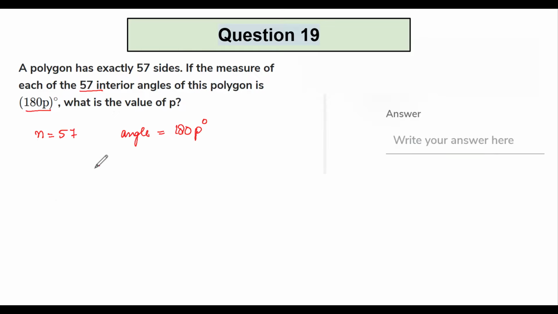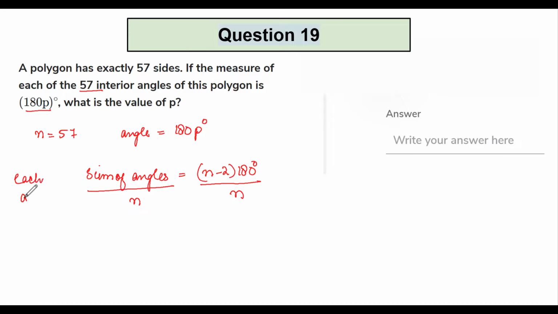Okay. What is the sum of the angles of a polygon? The sum of angles is (n minus 2) times 180 degrees, where n is your number of sides. And if it is a regular polygon, all the sides are the same and all the interior angles are the same, then you divide that by the number of sides or number of angles, and that gives you each angle.